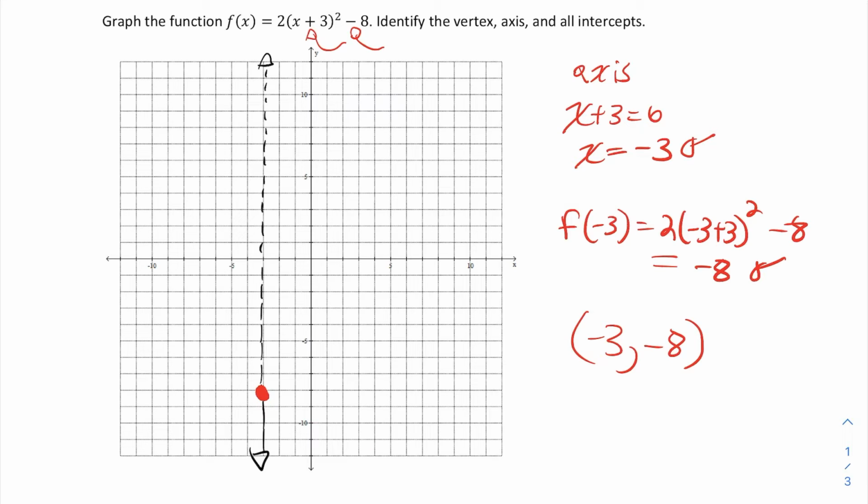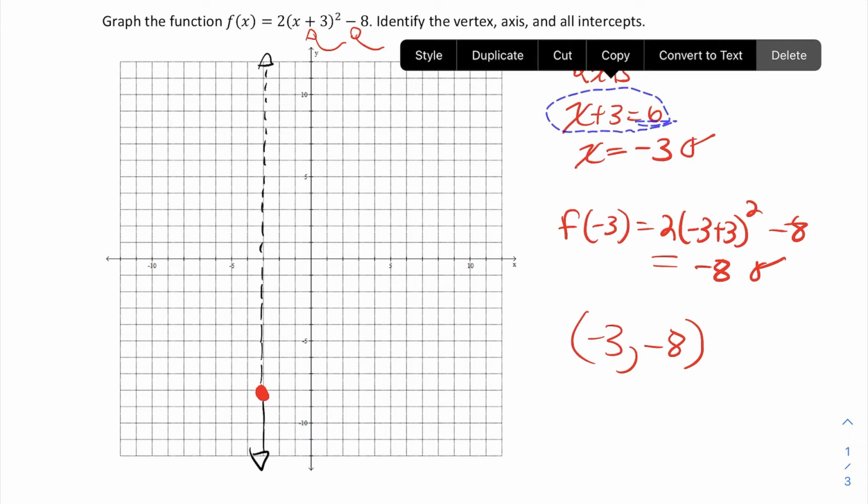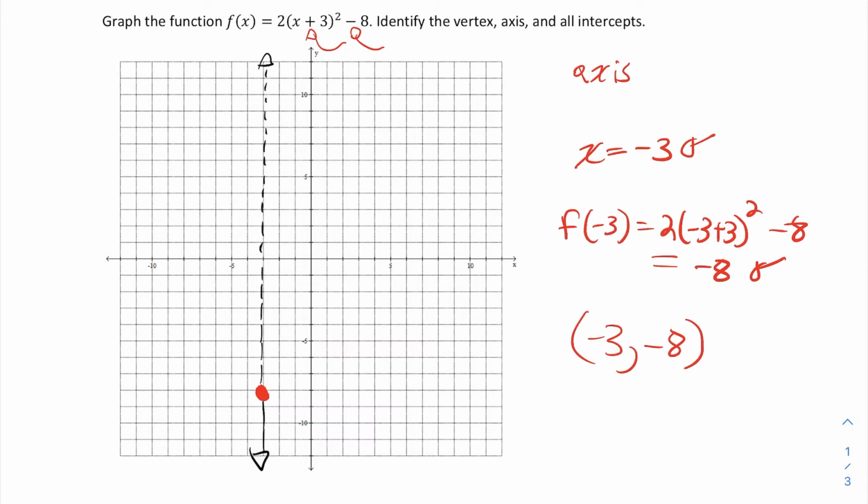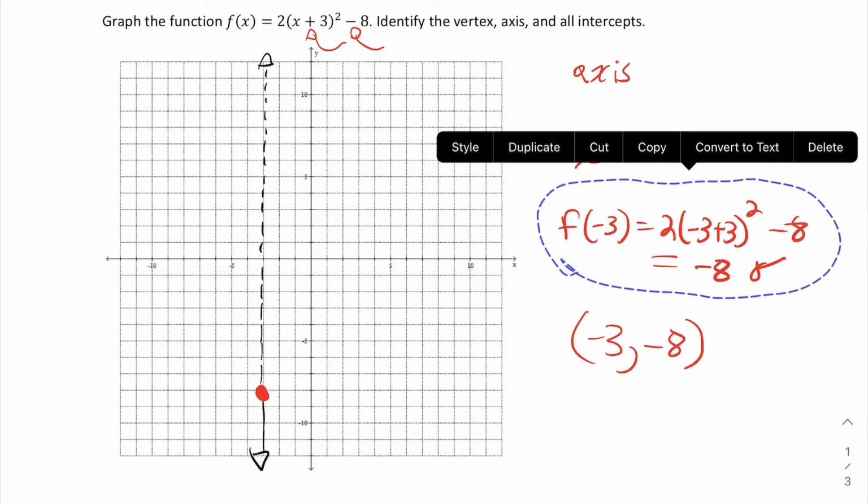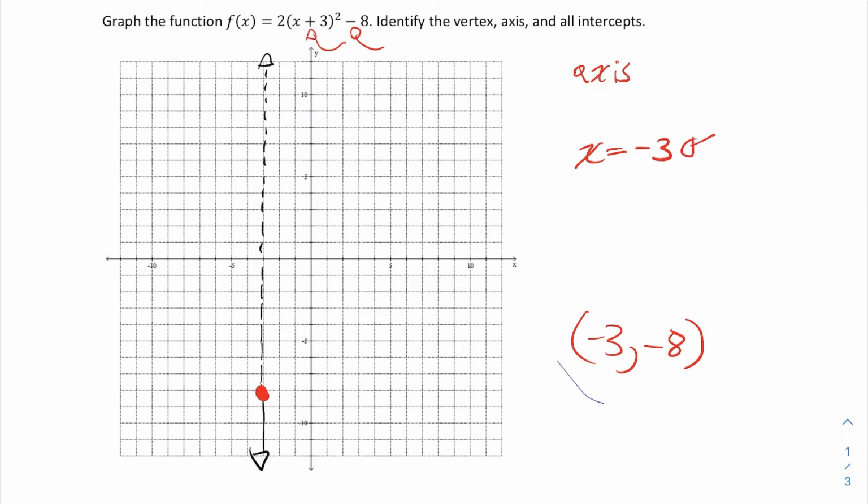From there, you just want to go through and find at least 2 other points that are actually on the parabola. Well, we were asked to find the axis of symmetry, the vertex, and the intercepts. So let's go through and just graph the intercepts. To find the intercepts, we're going to have to plug zeros in for x and for the function value.